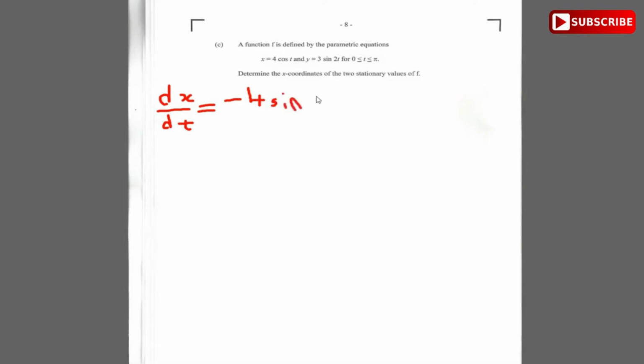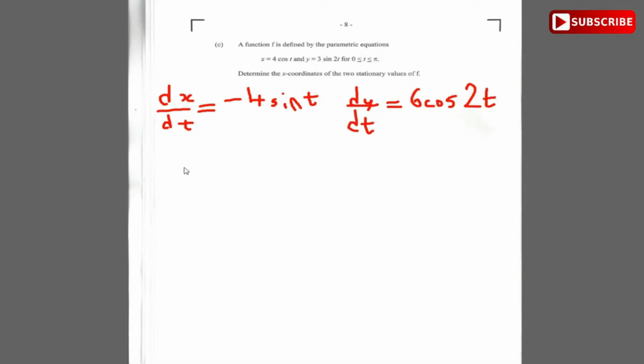And then since we have dx/dt, we need dy/dt now. Then dy/dt is going to be equal to, when you differentiate sine, you get cos, but the derivative of 2 sin 2t is 2 cos 2t. 2 times 3 is 6. And so we get 6 cos 2t. All right, that's dy/dt.